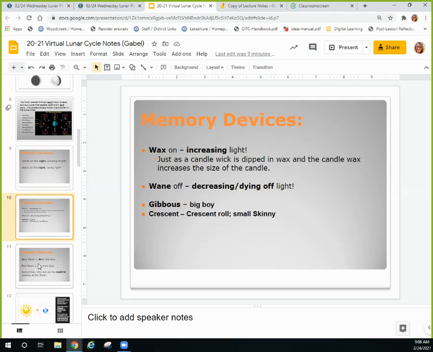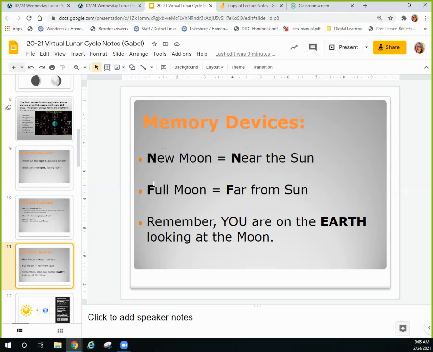And then lastly, we have new moon is near the sun. So when you look at an image of our hashtag, you see sun, and then the very next moon phase is a new moon in our diagrams, in our models. Full moon is far from the sun. Remember, you are on Earth looking at the moon.